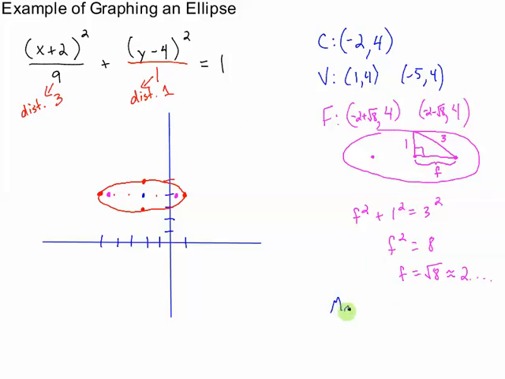Finally, if we wanted, we could name the major axis length. Well, the major axis is 6 units long, 3 on each side. The minor axis length is up and down, 1 unit up, 1 unit down, so that's 2 units. And now we've described everything about this ellipse, we've graphed it, and we're done.